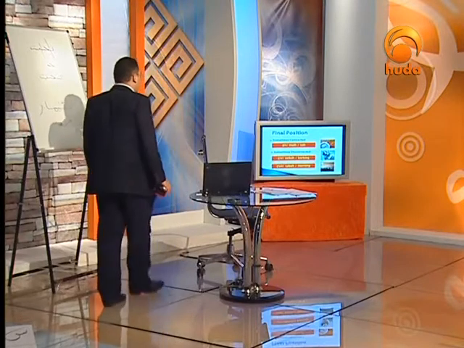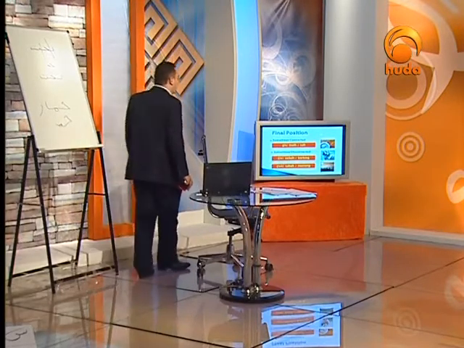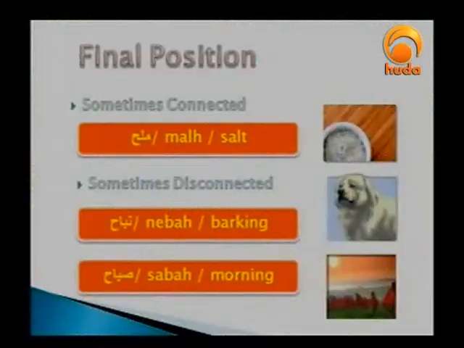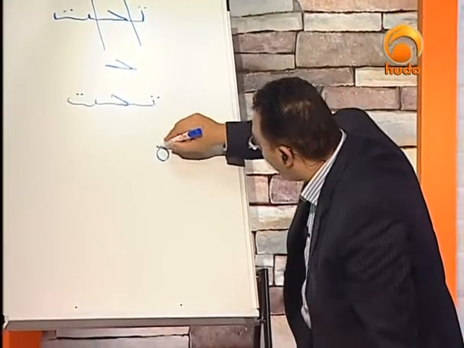In final position, sometimes it is connected, like melh, which means salt, and sometimes it's connected like nibah or sabah. Let me just try that again. So here is that. When it comes to, for example, the word melh, which means salt in English, here is that. We're going to discuss more about that in the following episodes.